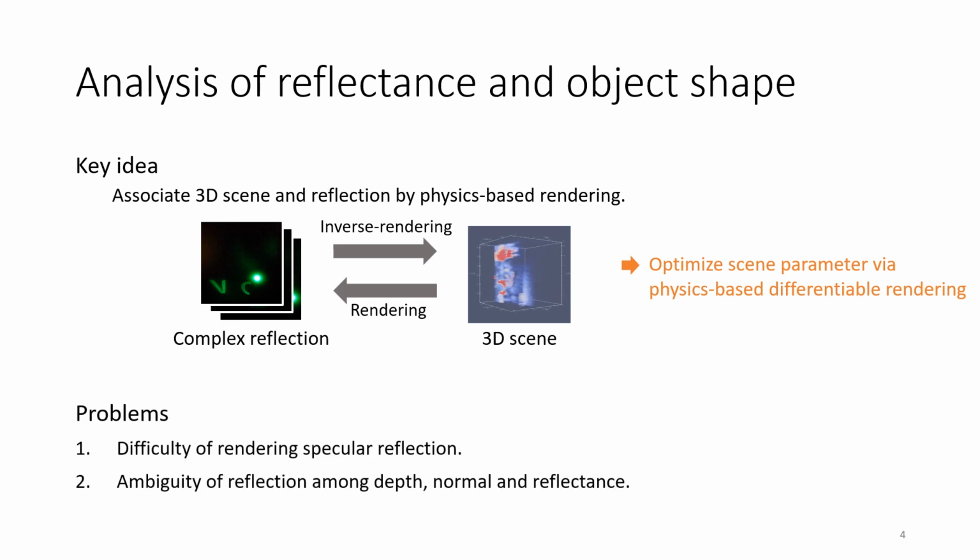There are two major challenges to realize this idea. The first challenge is the difficulty in rendering a scene where specular reflection light spreads across a diffuse surface. The second challenge involves the ambiguity problem, where there are many combinations of depths, normals, and reflectance for the same reflected light intensity.